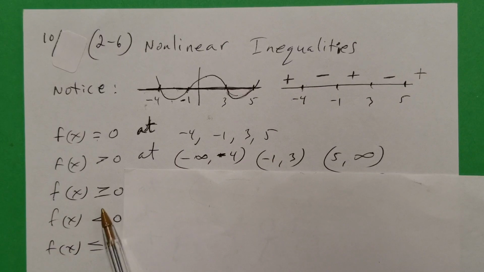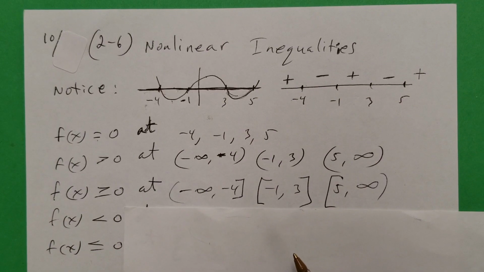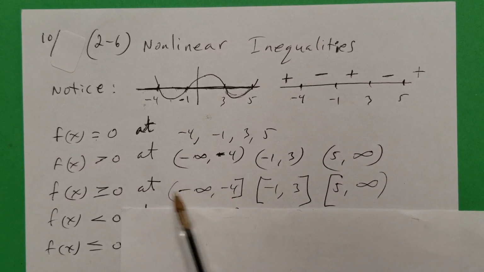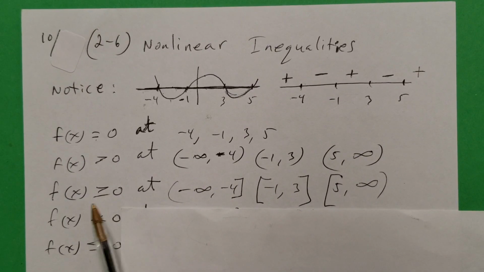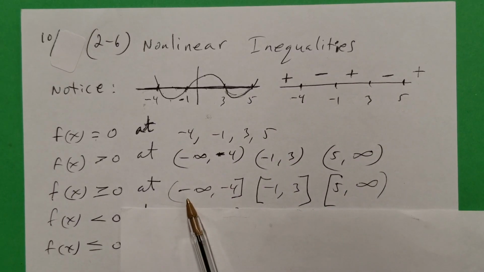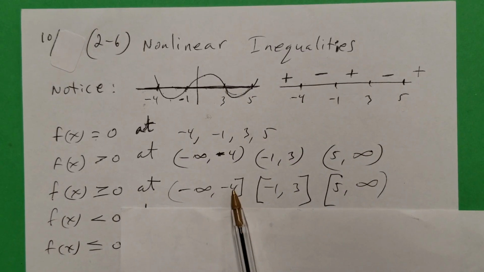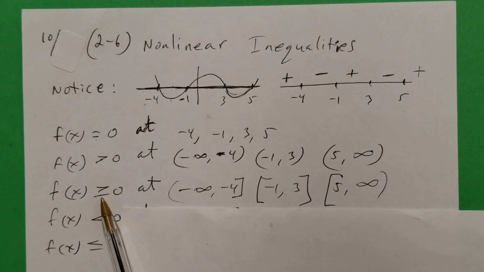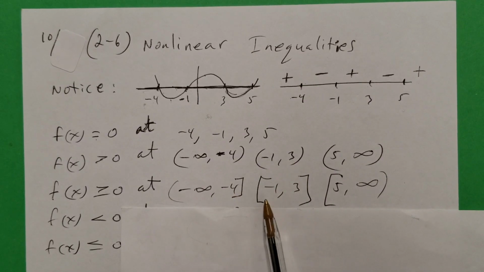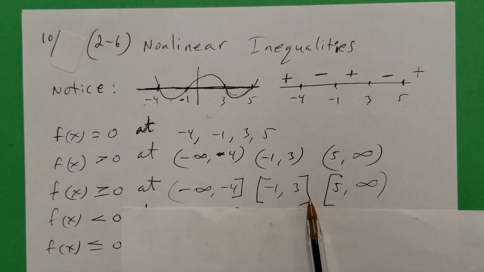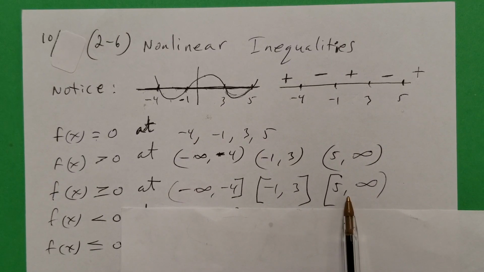What if we were looking for greater or equal to 0? Well, it's the same thing, except we include the 0, right? Greater or equal to 0. So from -infinity to -4, including -4, because we want to be greater than and also equal to. So we include -4. So -1 to 3, but including -1 and 3, right? Including the end. Same thing here. We include. What about less than 0?